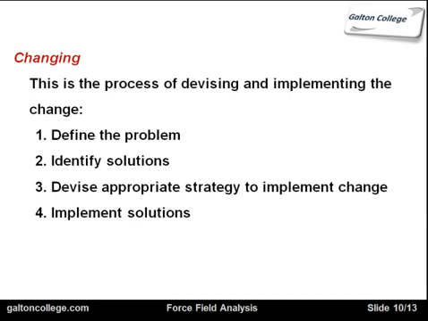Changing itself, well, this is the process of devising and implementing the change. Before a change can take place, the problem must be defined, solutions must be identified. If the problems are not defined, no change will take place. And if a problem is obvious and it's manifest within the business, there must be a solution. If there's no solution, the change can't happen. In order for changes to happen, an appropriate strategy must be implemented and it must be understood. And finally, the strategy must be implemented to bring about the change itself. So it's itemizing the various stages in bringing about the change.